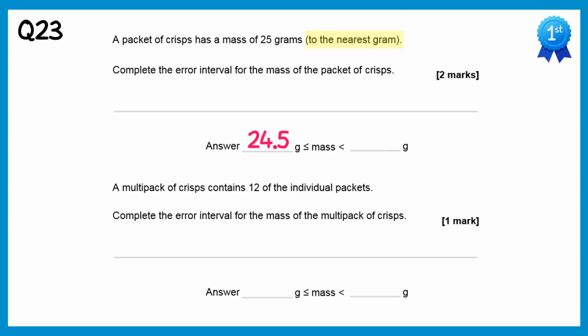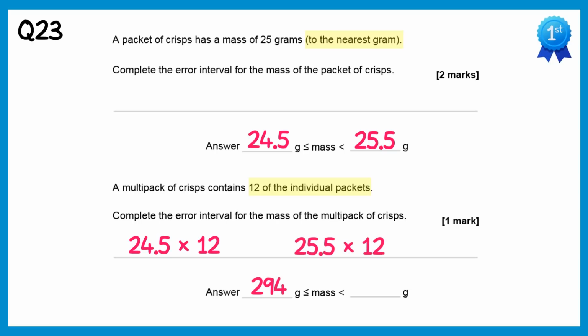Now for this next one, we're dealing with a multi-pack of crisps, which has 12 individual packets. So all we do is take the bounds from the single packet and multiply by 12. So 24.5 times 12 gives a lower bound of 294, and 25.5 times 12 gives an upper bound of 306.